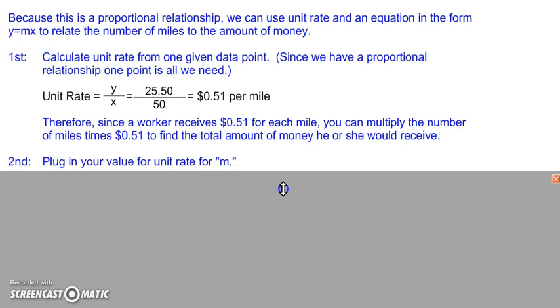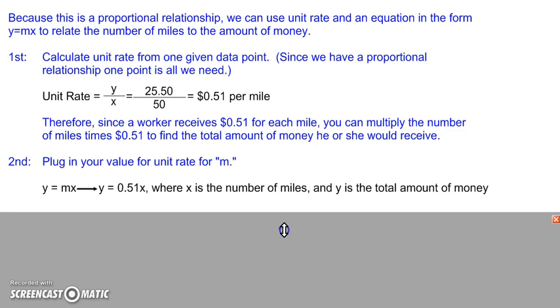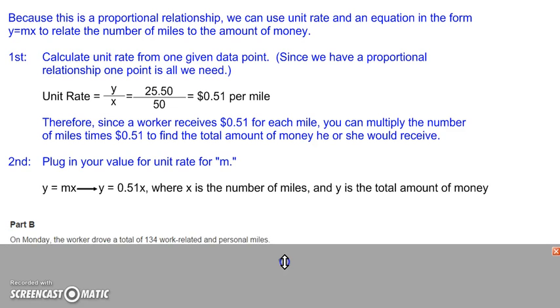Now the second part is to plug in your value for unit rate for m in our equation y equals mx. So we have y equals mx. We plug in where we see m, we replace that with 0.51. So we get y equals 0.51x, where x is the number of miles and y is the total amount of money. And that's all we need to do for part A.